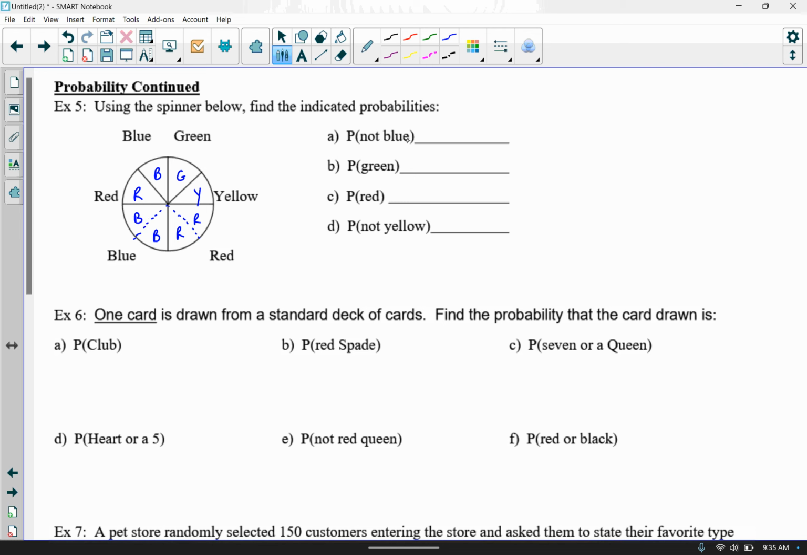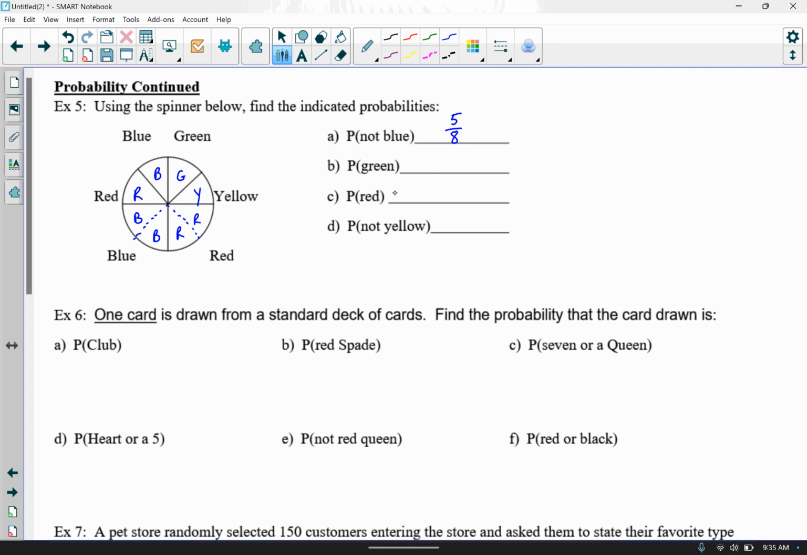So now I'm going to do A and B with you. I want the probability of it not being blue. So any other color on this spinner will work for me. So it's not blue. So it's going to be 1, 2, 3, 4, 5 out of my total. How many wedges do I have on my spinner here? 4 up top, 4 on the bottom. So 5 out of 8.